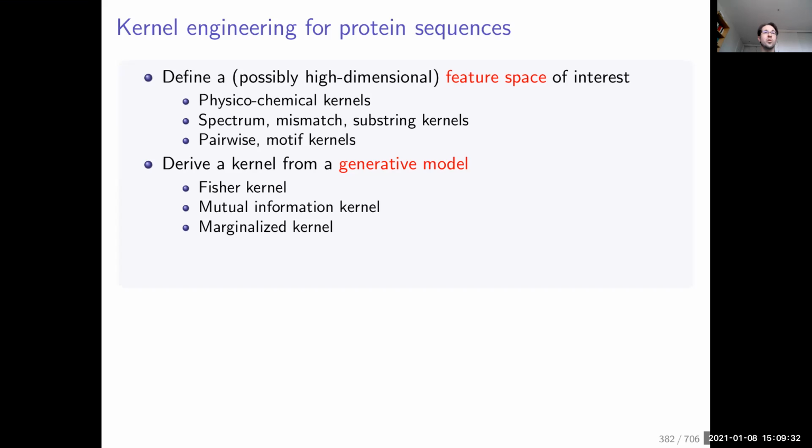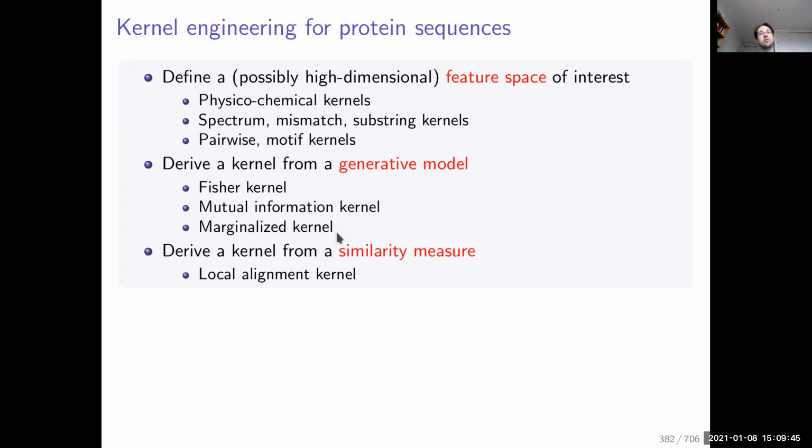But in fact, there are also many other contexts for which you cannot train a convolutional neural network, for which you have a generative model, and for which Fisher kernels are interesting to consider. There are also kernels derived from existing similarity measures for biological sequences, which are not positive definite. And we need to work a bit to make them a valid positive definite kernel. So this work yields the local alignment kernel, but I'm not going to talk about this in this video.